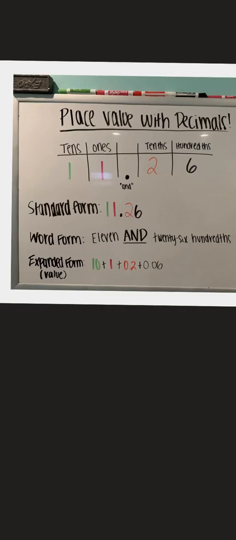So if you put that expanded form underneath the chart I have, each of the color coding is where it would go. So the 10s would be the 10, the 1s would be the 1, the 2 tenths would be the 0.2, and then the hundredths would be 0.06.